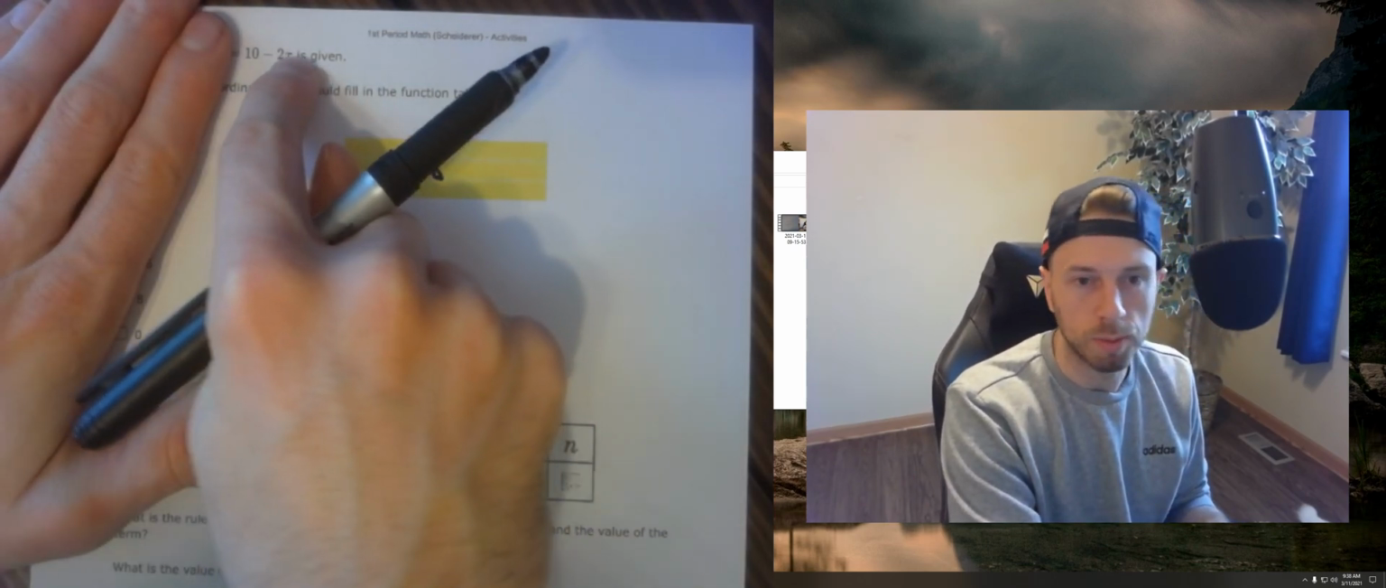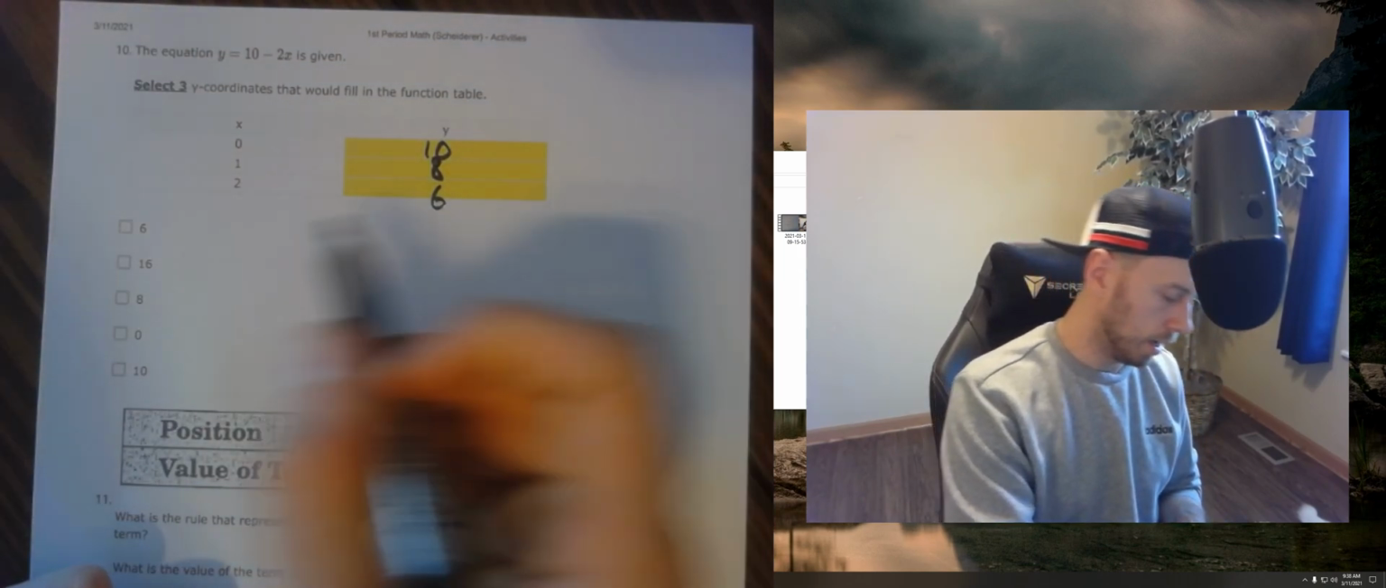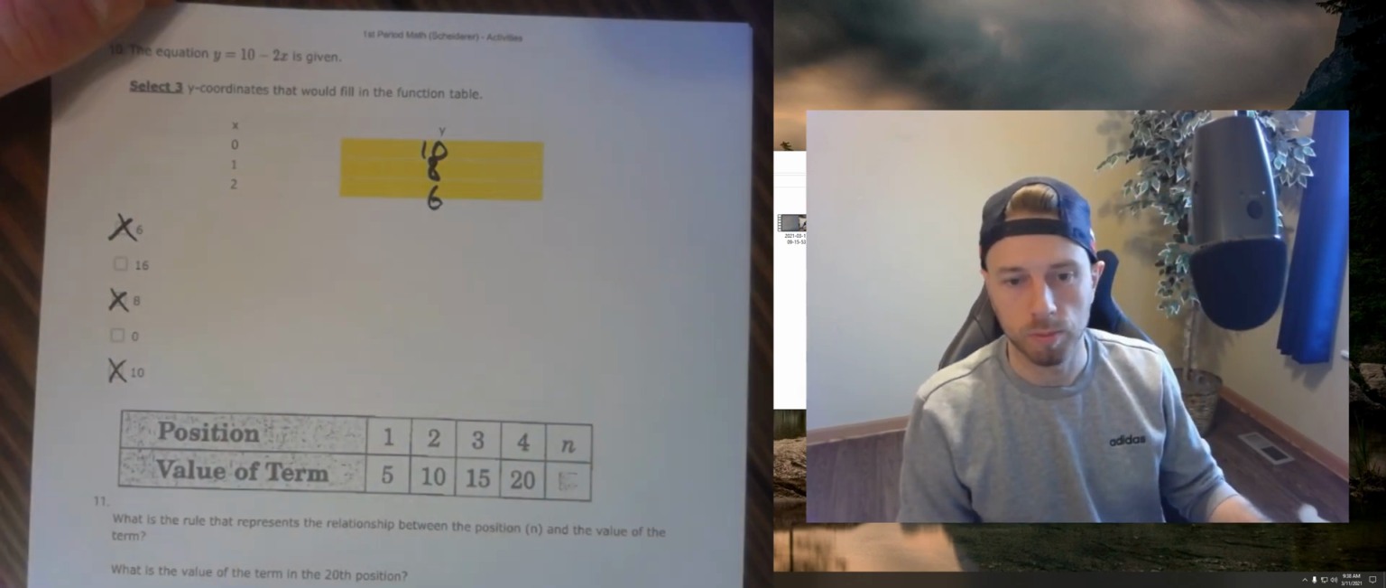The next one is 2. 2 times 2 is 4, and 10 minus 4 is 6. So it looks like 10, 8, 6 are my numbers here. So 10, 8, and 6 are the values there.